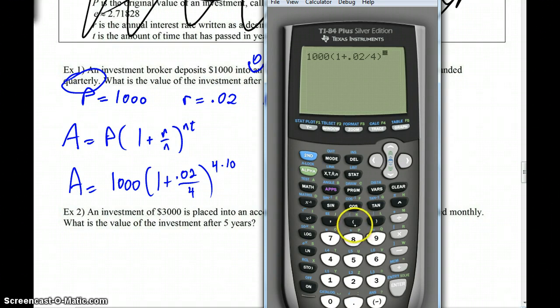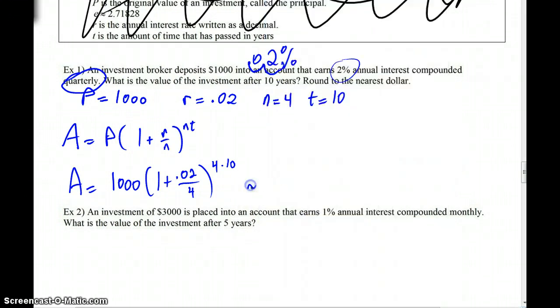I'm still going to put in parentheses 4 times 10. Now, of course, we could more simply just say that that's 40. The directions here say what is the value of this investment to the nearest dollar. Evidently 1,221. So that's about what we have to the nearest dollar.